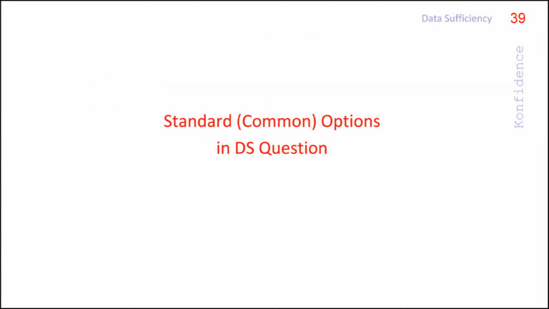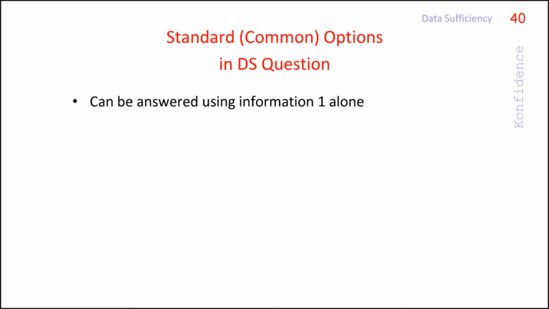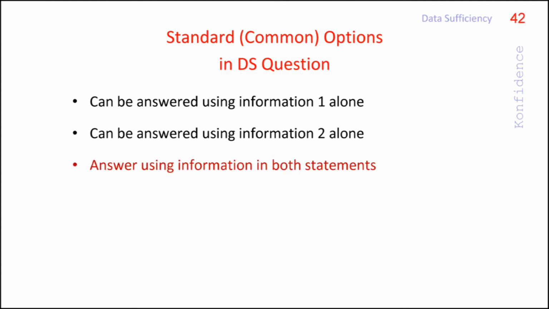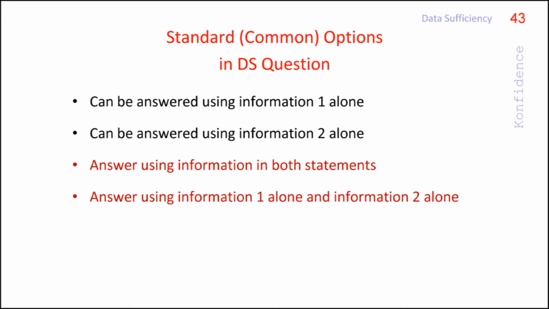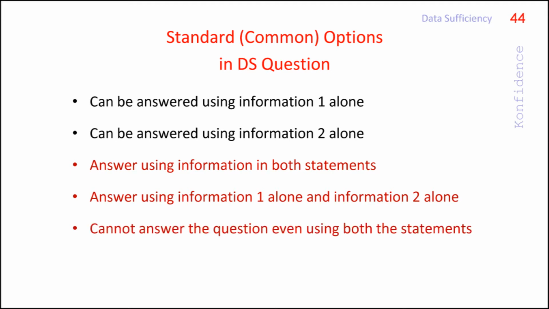So the options logically would be given as: 1. Can answer using information 1 alone. 2. Can answer using information 2 alone. 3. Can answer using information in both statements. 4. Can answer using information 1 alone and information 2 alone. 5. Cannot answer the question using even both the statements.